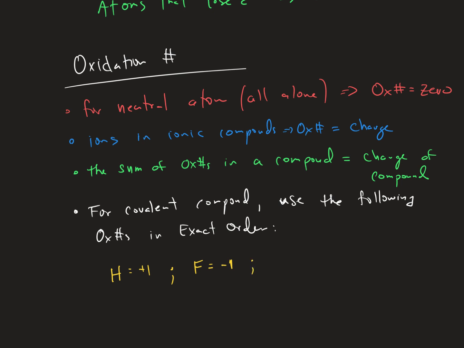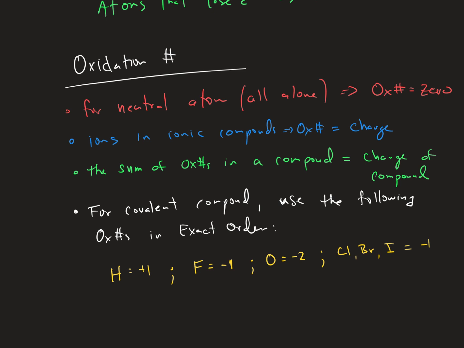If there's no hydrogen, no fluorine, the next element we check is, does it have oxygen? If it's oxygen, what's its oxidation number? -2. And then after that, we check chlorine, then bromine, then iodine in this order, and these all have an oxidation number of what? -1.